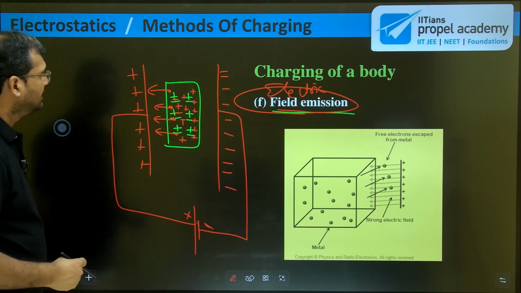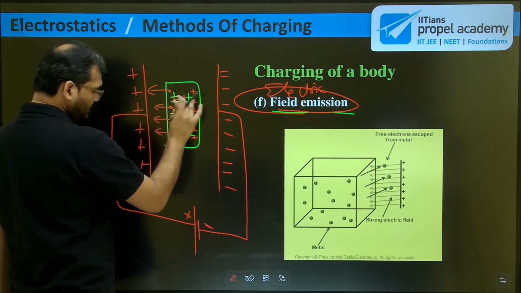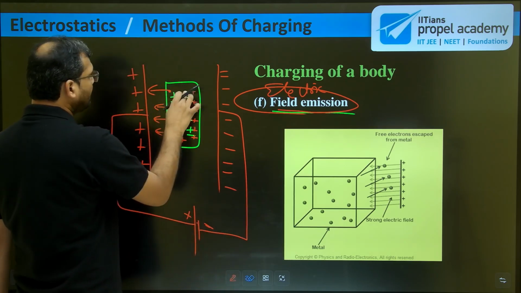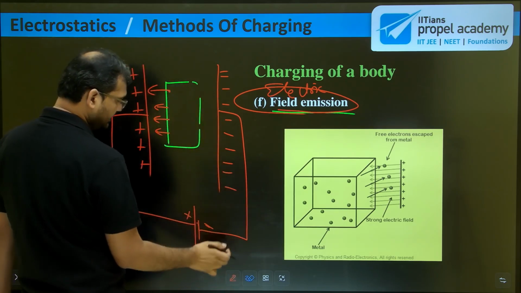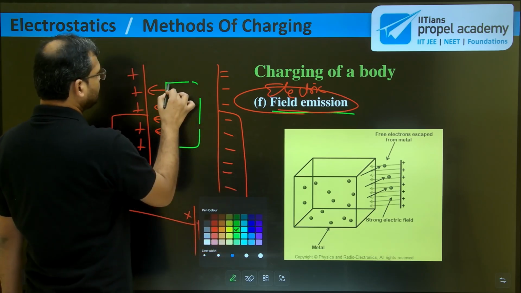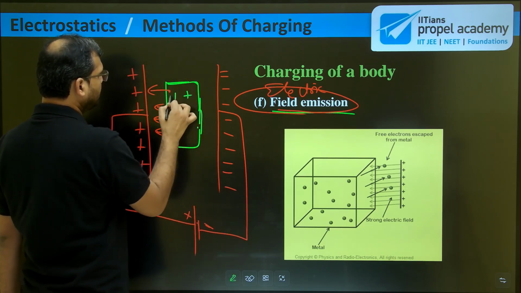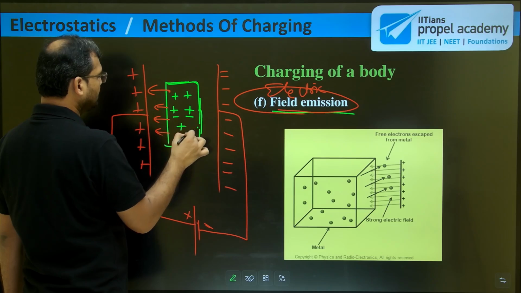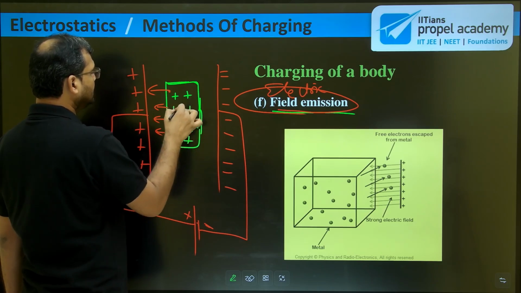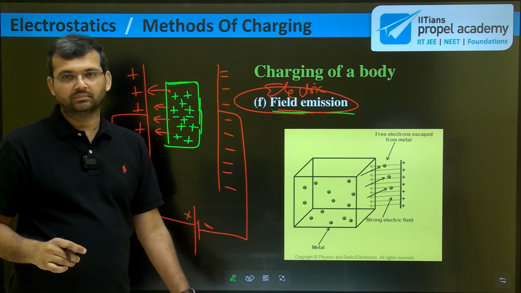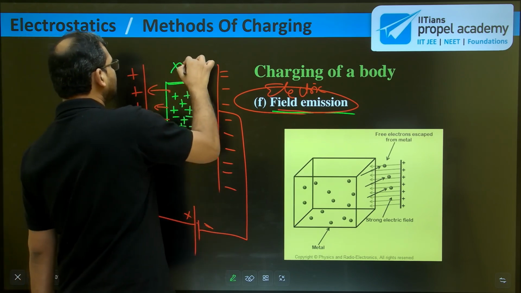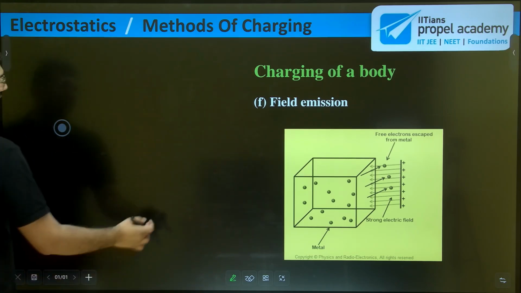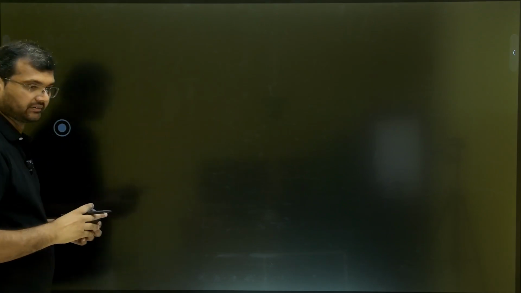Once electrons are coming out from this object or body, what does it become? It becomes a positively charged body. As electrons are pulled away, of course, a few neutral objects will be there. So like this, the object can become a positively charged body by applying an electric field. In these methods, so many methods we have to charge a body.